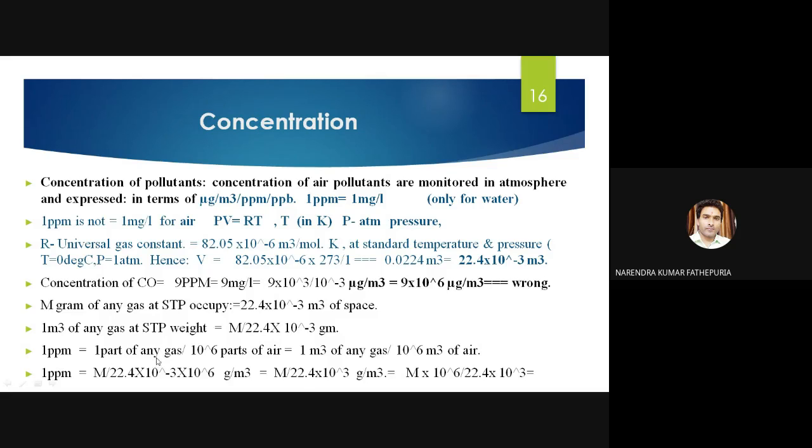So 1 ppm is equal to 1 part of any gas divided by 10 to the power 6 parts of air, which is equal to 1 cubic meter of any gas divided by 10 to the power 6 cubic meter of air. So 1 ppm will be equal to m divided by 22.4. I'm doing a basic calculation here. 1 ppm will be equal to m divided by 22.4 into 10 to the minus 3 into 10 to the 6 gram per cubic meter. So you convert finally m by 22.4 into 10 to the 3 gram per cubic meter. If you want to convert to microgram per cubic meter, you can convert that way, so m into 10 to the power 6 divided by 22.4 into 10 to the power 3.